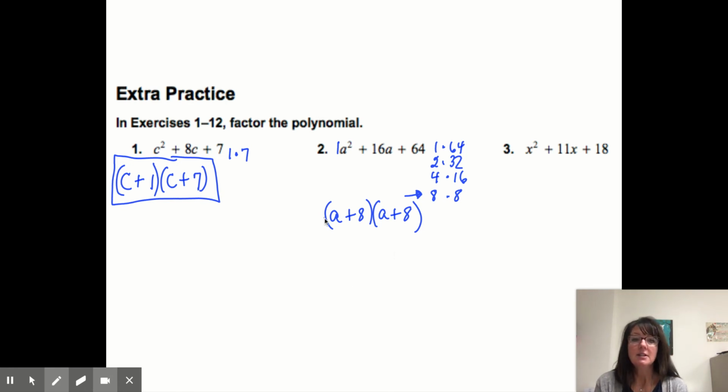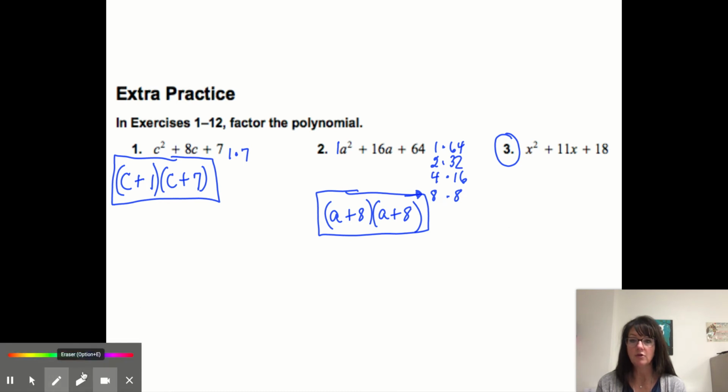All right, so here we go. We can just leave our answer like this. So I want to let you go ahead and try number 3. Look for the factors of 18 that will sum to 11 and record your answer.